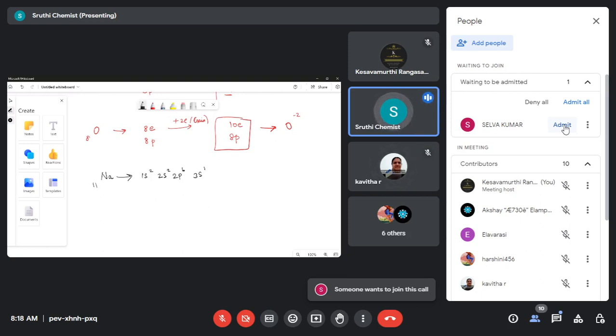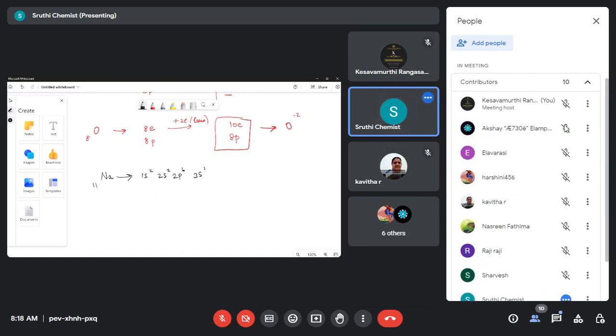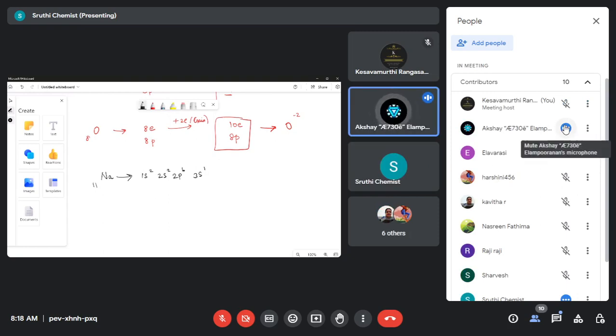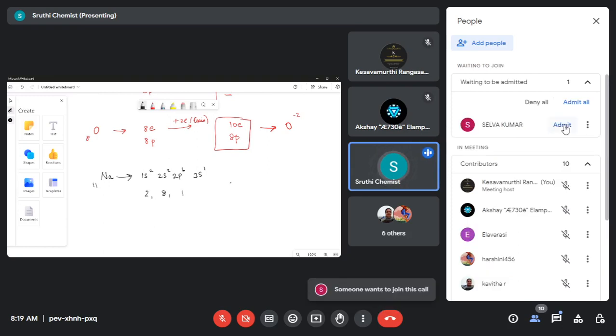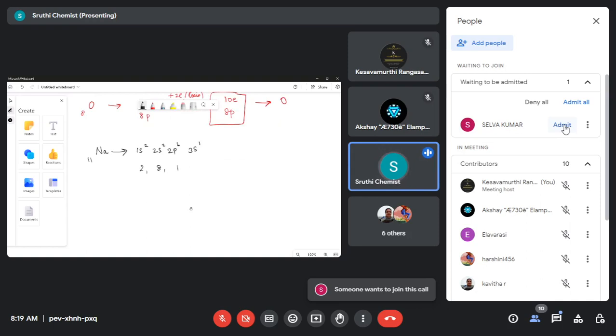Is everyone clear on the Aufbau principle? Otherwise, shall I teach this? Sure, I will teach this. So 1s2, 2s2, 2p6, 3s1. Now I am simply writing 2, 8, 1. I'll tell you in detail how 1s2, 2s2 comes.